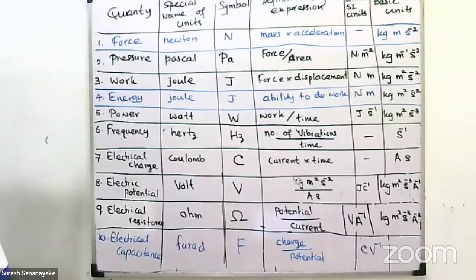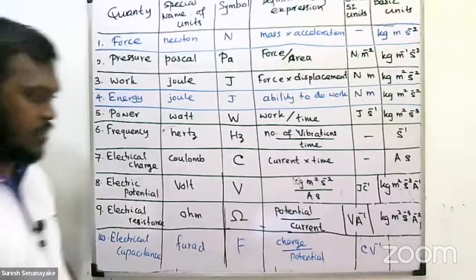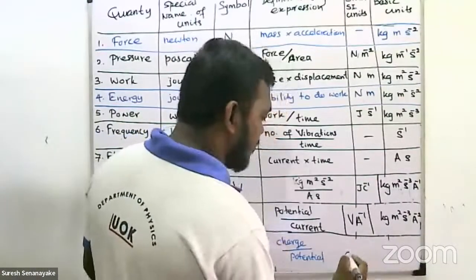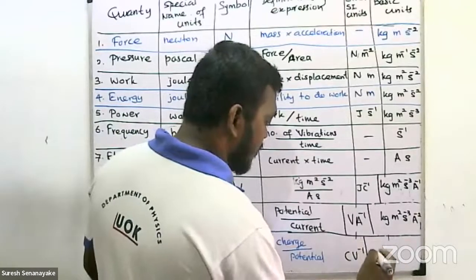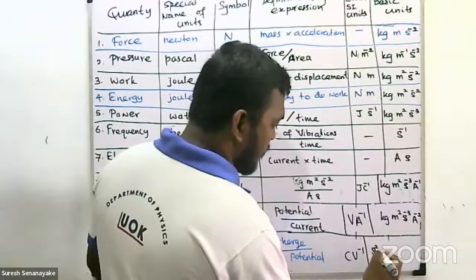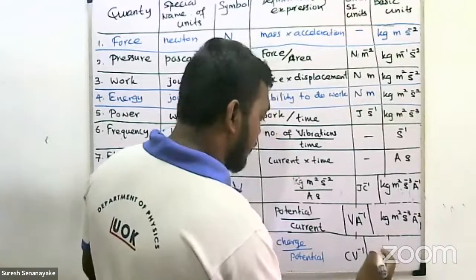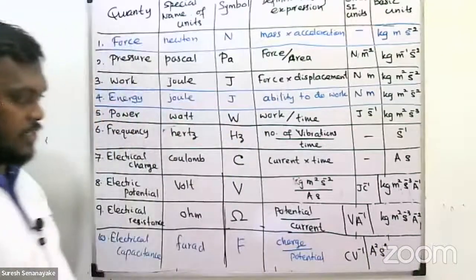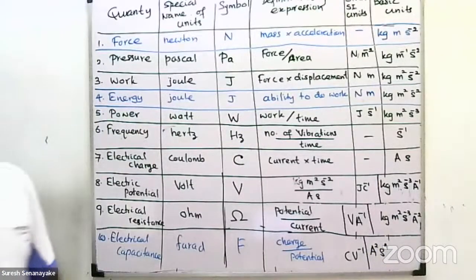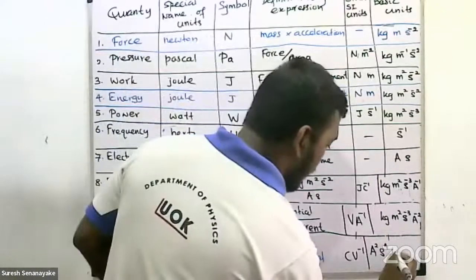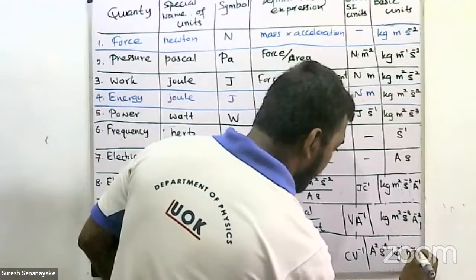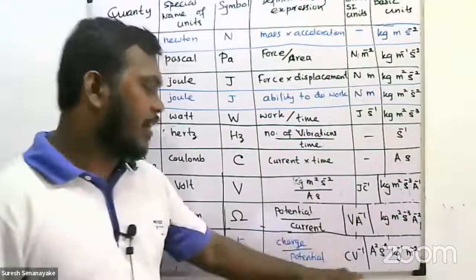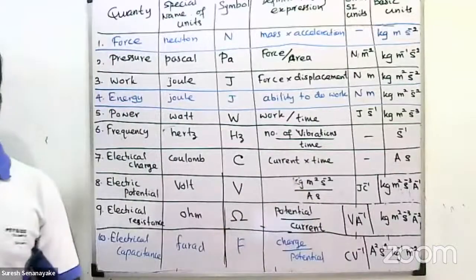Electrical capacitance then, the last one. A square s to the 4 kg minus 1 m minus 2. Potential like a coulomb multiplied, so you try it like this.